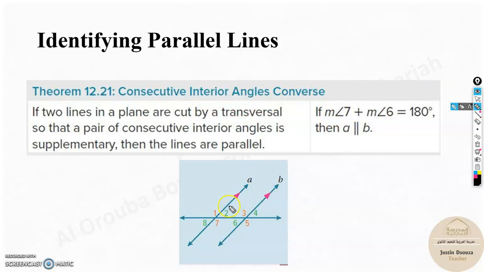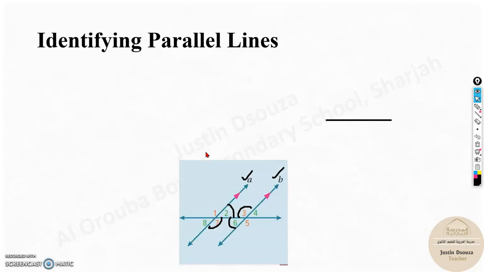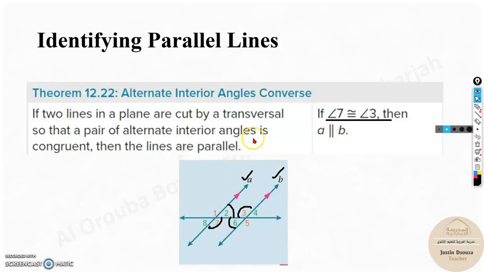Basically, interior angles are these angles which are inside. 2 and 3 or 7 and 6, and they are always supplementary. That is what we had learned before. So now it says if the measure of two consecutive interior angles are 180, or supplementary, then these two lines are parallel. It is just like the postulates or theorems which had come in the last lesson, which we came across. Now, identifying parallel lines.